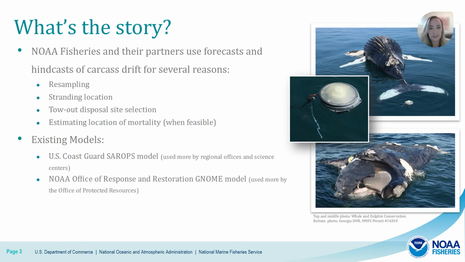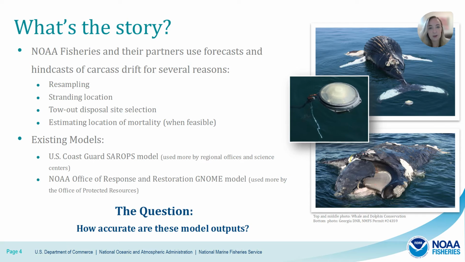NOAA Fisheries has used at least two different drift models to model whale carcass drift patterns. These include the Coast Guard SAROPS model, which is designed and used for search and rescue operations, and NOAA's Office of Response and Restoration's Generalized NOAA Operational Modeling Environment, or GNOME modeling suite. The GNOME model is a Lagrangian particle drift model that was initially built to model oil spill drift, but has since been modified to also allow for the modeling of the drift of overturned vessels and lost shipping containers.